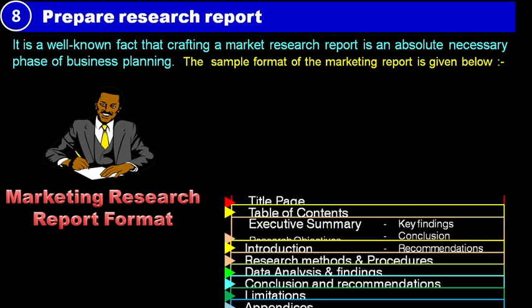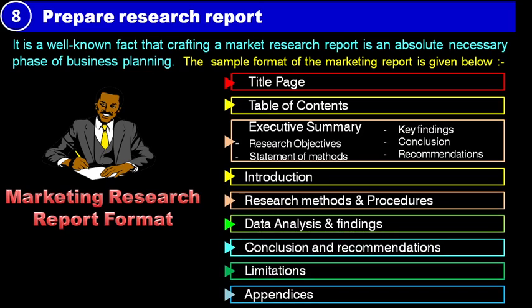The sample format of the marketing report is given. First of all, there will be a title page, then table of contents, then an executive summary is provided, and that includes research objectives, statement of methods, key findings, conclusion, and recommendations. Then comes the introduction, research methods and procedures, data analysis and findings, conclusion and recommendations, limitations, and at the last, appendices are provided. So this is the sample format of a marketing report.